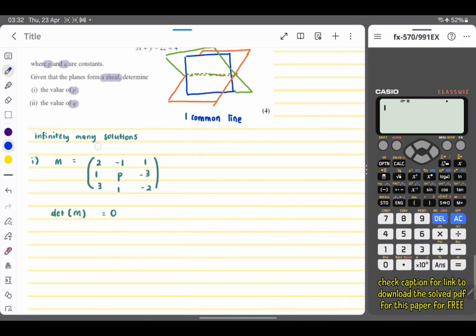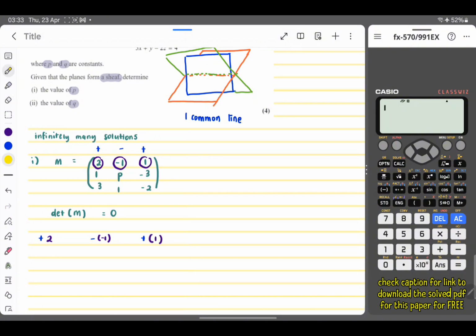You start by writing plus, minus, plus. It belongs to the first row. So that's what I'm going to write. I'm going to write plus, minus, plus. And then I'm going to write down the elements from the first row. So here I'm going to have 2, negative 1, and 1.